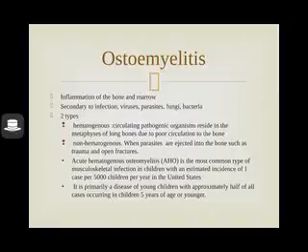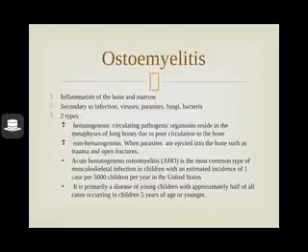There are two types of osteomyelitis. Hematogenous, where circulating pathogenic organisms reside in the metaphysis of long bones due to poor circulation to the bones. And there's also non-hematogenous, when pathogens are introduced into the bone, such as by trauma or open fractures.